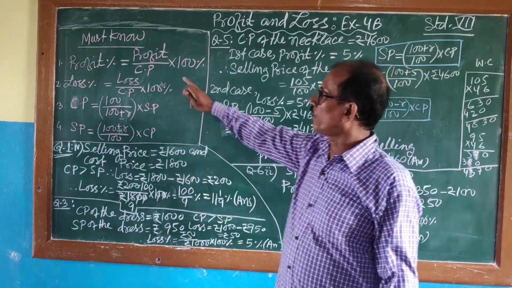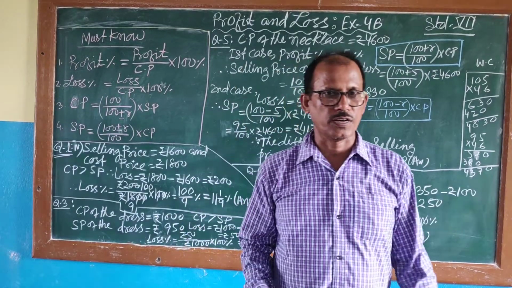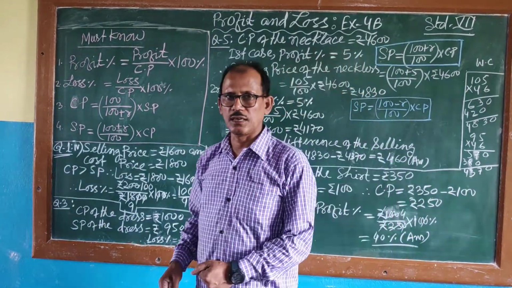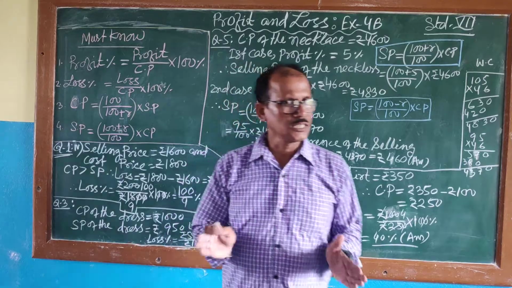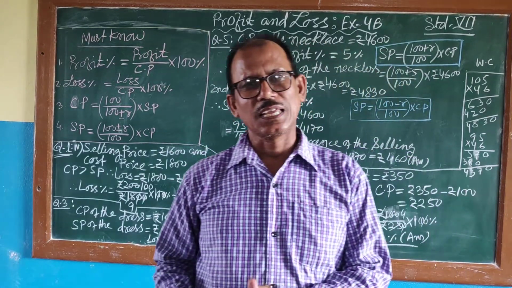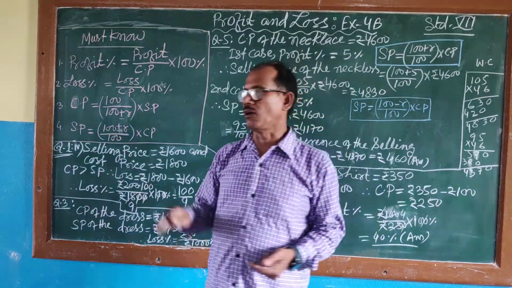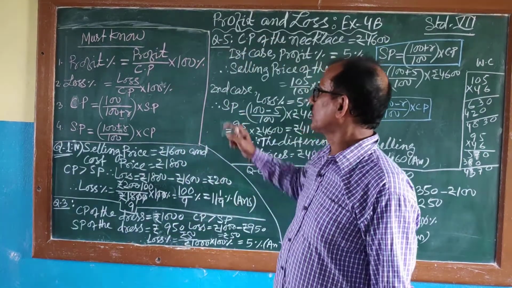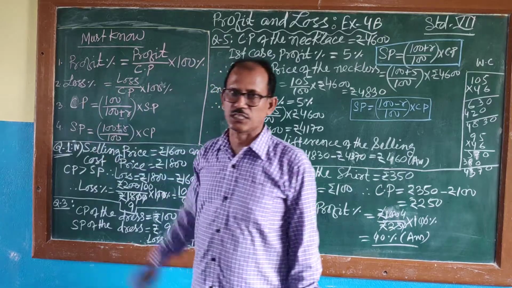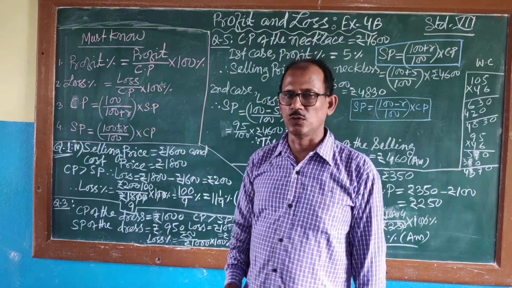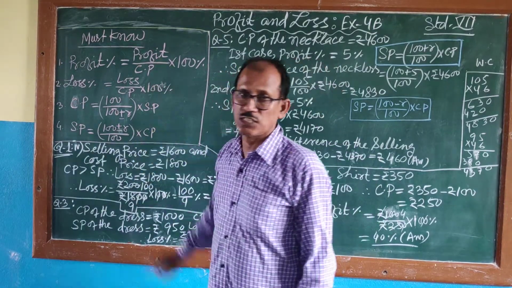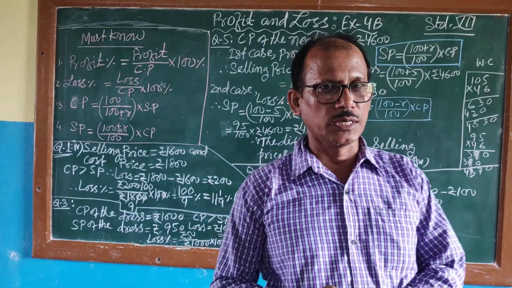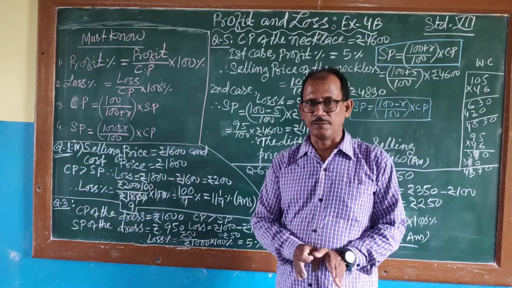Once again I will give you a fast revision so that you can recollect, and you children will have to keep all these things in memory so that you can easily solve the sums. So what are the must-know points of profit percentage? I said it in the first video. It will be profit divided by CP into 100%. It will be calculated on CP.